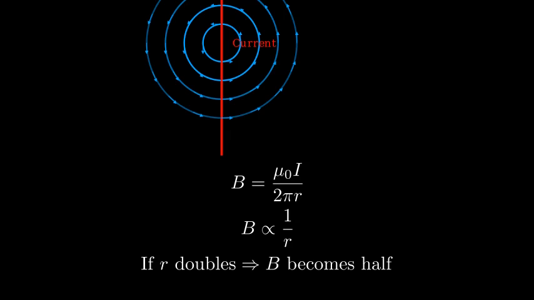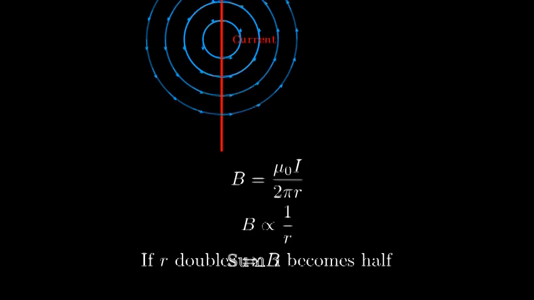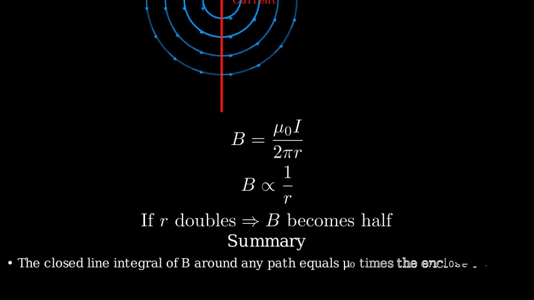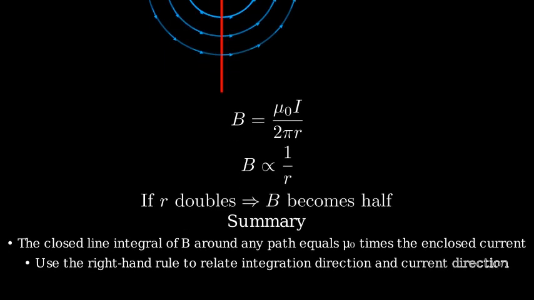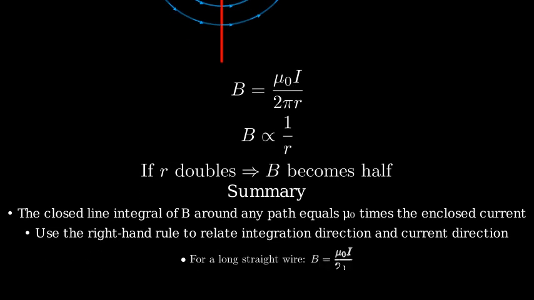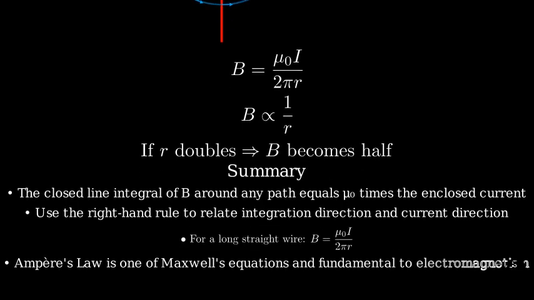To summarize what we've learned about Ampere's Circuital law, it states that the closed line integral of the magnetic field around any closed path equals mu naught times the enclosed current. We use the right-hand rule to determine the relationship between the direction of integration and the current direction. For a long straight wire, the magnetic field at a distance r is given by B equals mu naught I divided by 2 pi r. Remember, Ampere's law is one of Maxwell's equations and is fundamental to understanding electromagnetism.